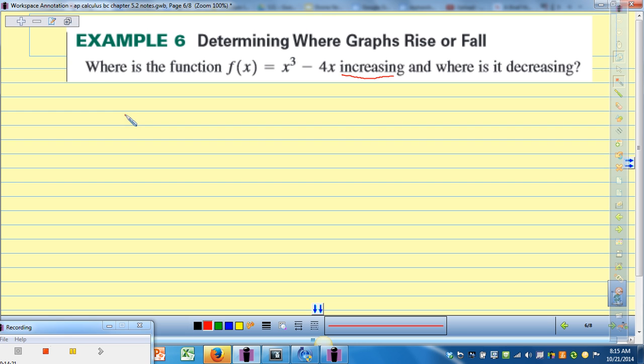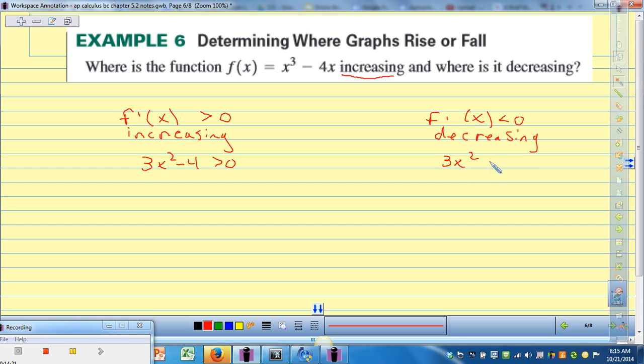Where the derivative is what? Greater than 0, to see when we're increasing. And then, where the derivative is less than 0, to see where we're decreasing. So on these, we would have 3x squared minus 4 greater than 0, solve for that. And 3x squared minus 4 less than 0, find where that happens.